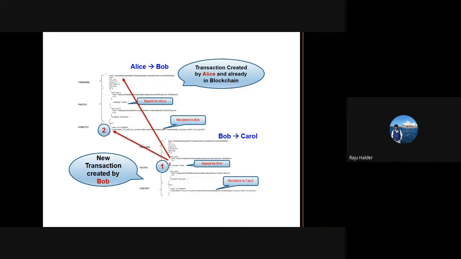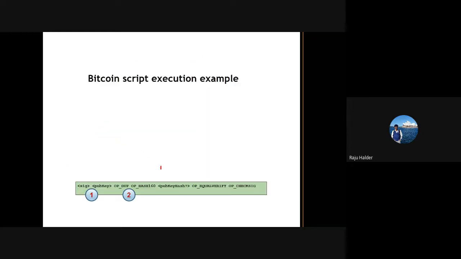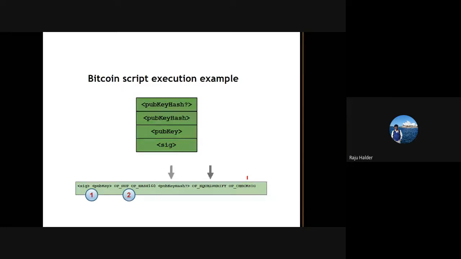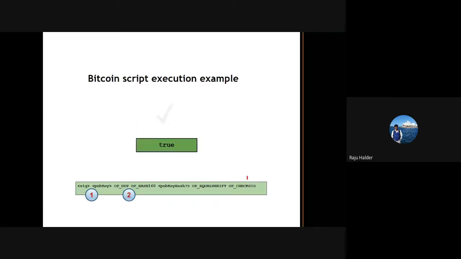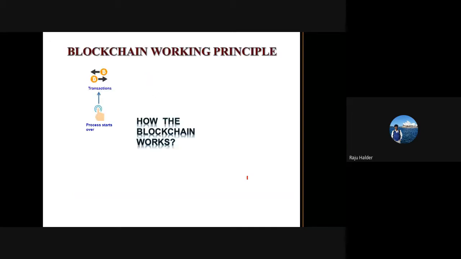Suppose you are going to verify it. You take this 1, 2, you take this one, that is 1, and you put them in sequence, and you just execute them. This is the execution. I'm not going to tell about all these things in detail. After this execution, you find everything is right, so your software automatically will check this and find that this transaction is valid.